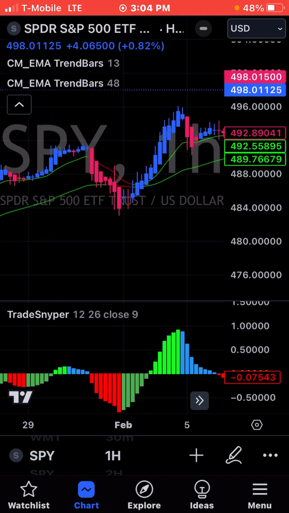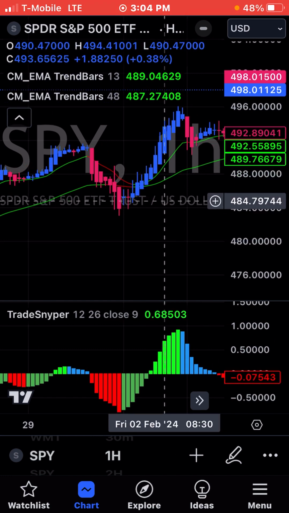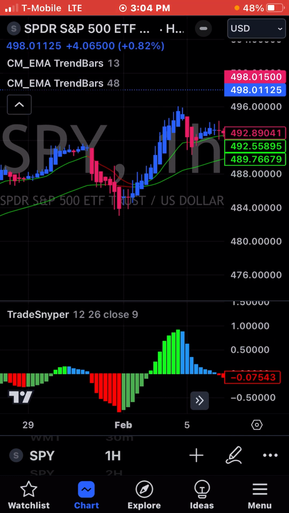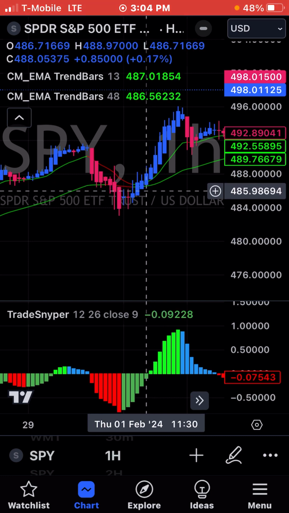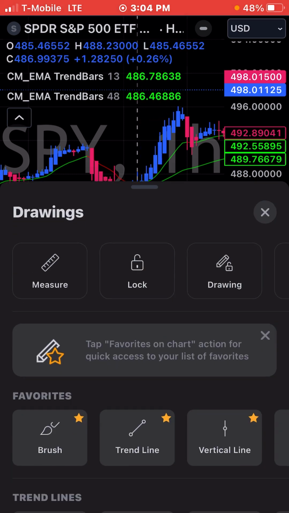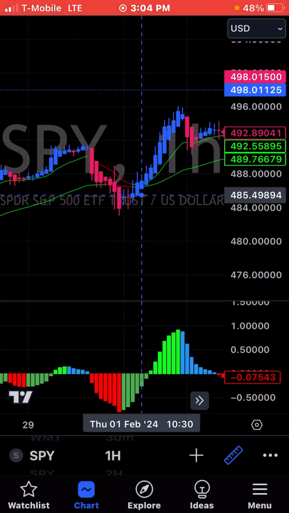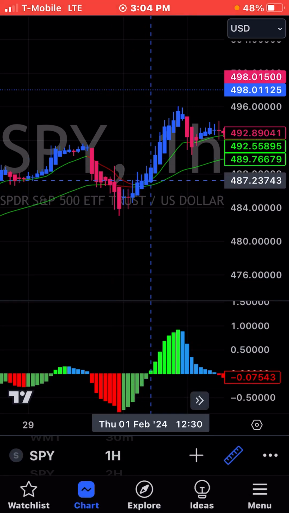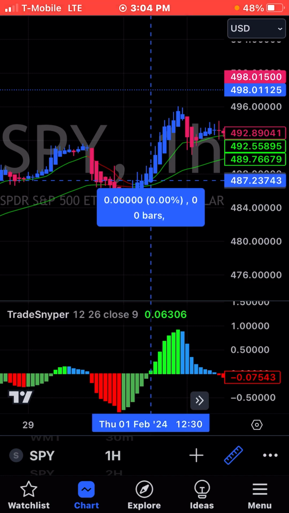So you can do this on the hour. Since we know the direction is going up, you just focus on all the moments where it's going up. So there's another moment right here. You see the TradeSnyper right here, and you can basically just ride this whole thing out. You would enter right here and you would ride it out.